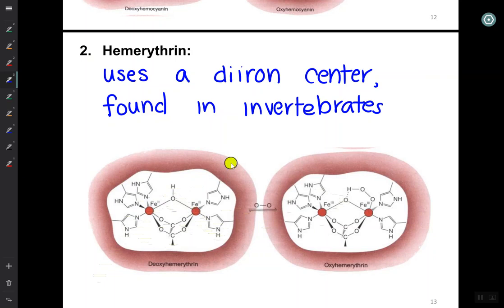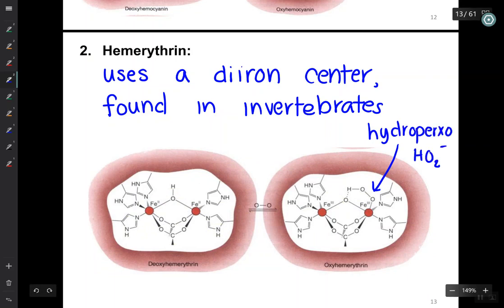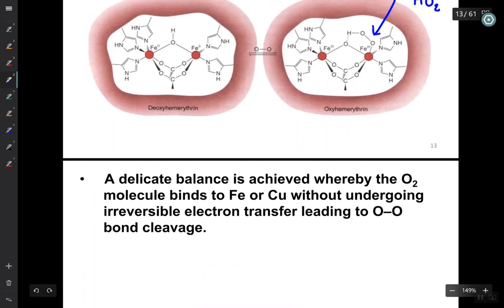So iron 2 has reduced the O2. Actually, this also provides an electron to the hydroperoxo, in this case. Hydroperoxo, so that's HO2 minus. The hydrogen bond interactions help to stabilize the structure so that it can be a reversible transporter. So what's important about all three of these O2 transporters is that they have to achieve this delicate balance where they can bind O2 to iron or copper without undergoing irreversible electron transfer leading to O-O cleavage. So if this bond gets broken, then it's going to react with something else and you lose the O2 molecule, right? So the trick that nature has figured out is how to stabilize the O2 molecule and allow it to be released so that this could be a reversible process.